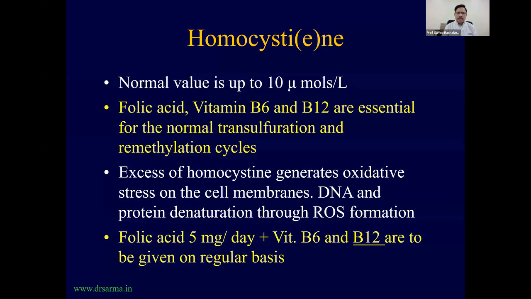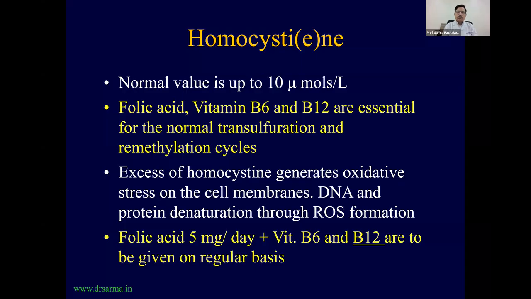Okay, how do I treat it? Folic acid, vitamin B6 and B12 are essential for normal transsulfuration and remethylation cycles. So for the normal transsulfuration and remethylation to take place, we should have adequate quantities of folic acid, B6 and B12. Excess homocysteine generates oxidative stress on the cell membrane. DNA and protein denaturation occurs due to ROS formation. How do I treat homocysteine? Folic acid 5 milligrams per day plus vitamin B6 and B12 are to be given on regular basis.